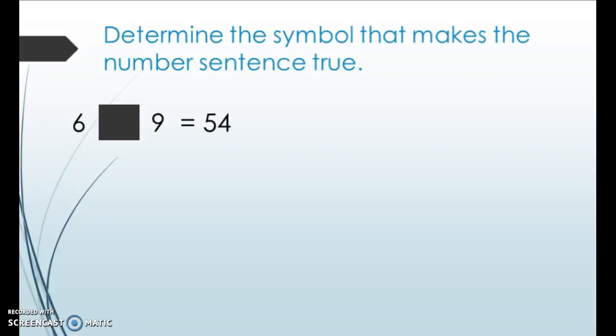All right, so let's determine the symbol that makes the number sentence true. And again, number sentence is just a fancy schmancy way of saying equation. Okay, so the question is 6 something 9. So what math operation will cause 6 and 9 to be the same as 54?